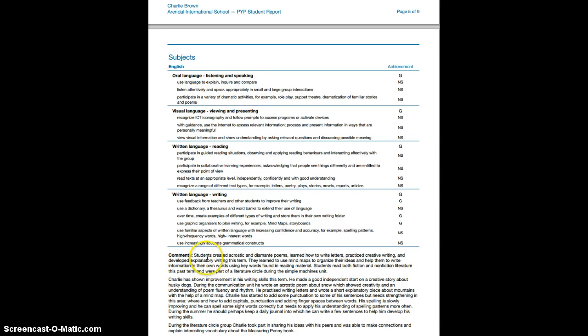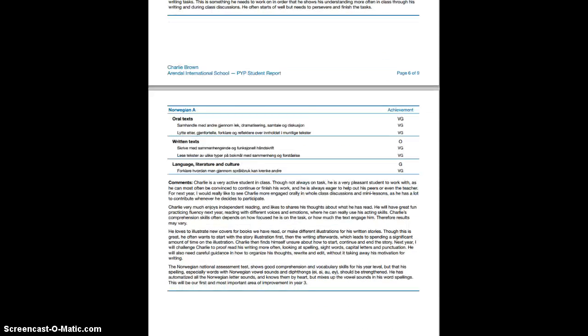Underneath we'll have a generic statement here again. This part here would be a generic statement, but this bit underneath is reflective of his individuality. Okay, as I keep working down, you'll get the same for Norwegian.